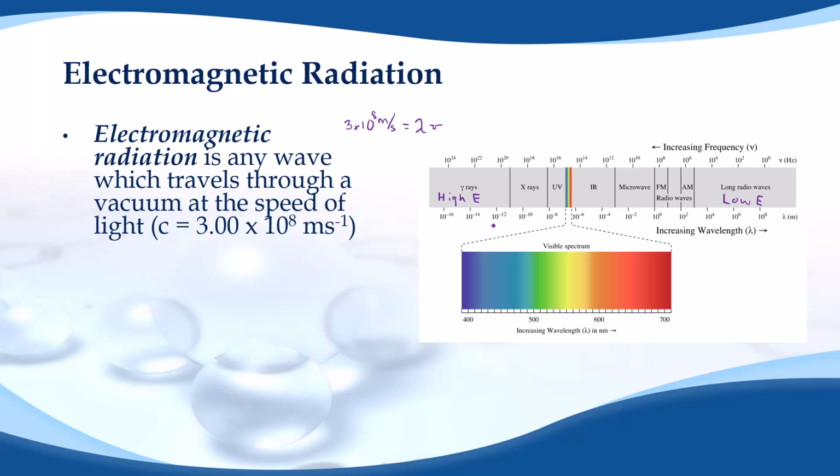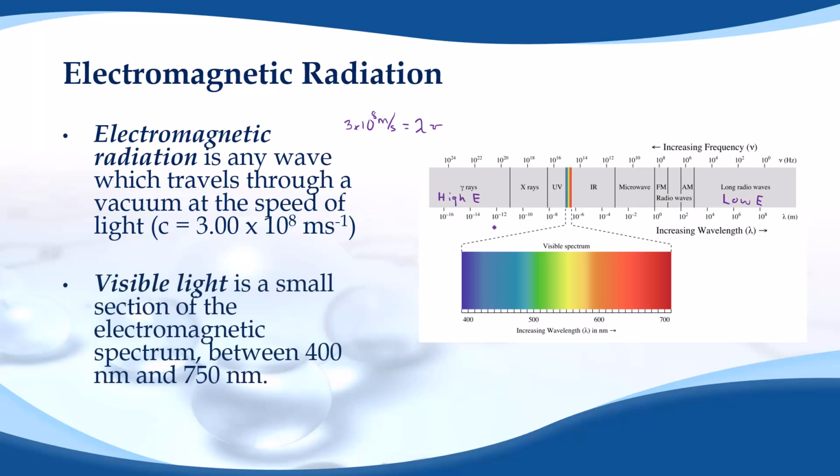Notice how the visible light, the visible spectrum, is just a very, very small band in that electromagnetic spectrum. It only covers between 400 and 750 nanometers. Everything that we can see is in that small range. So electromagnetic radiation travels at the speed of light. That's this key distinguishing feature.